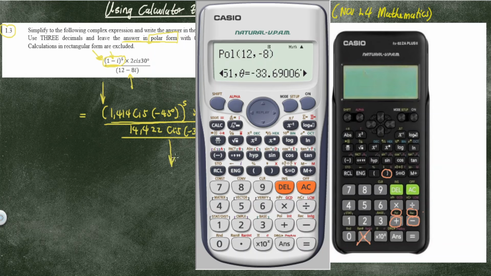You know what to do from here, right? De Moivre's theorem, then you simplify accordingly. I'm not going to simplify this.